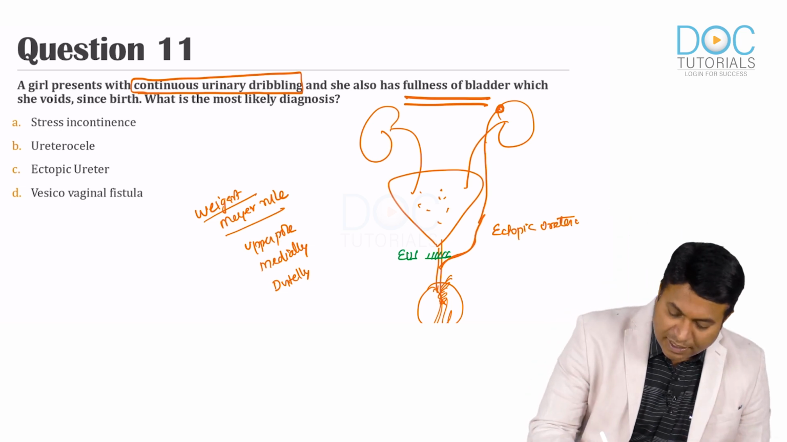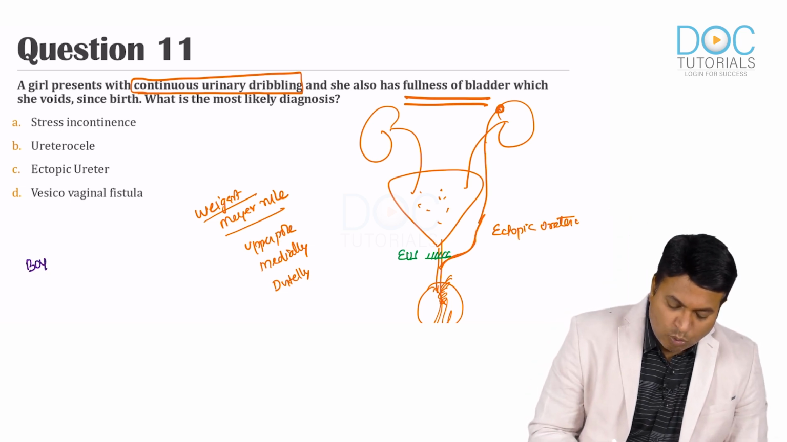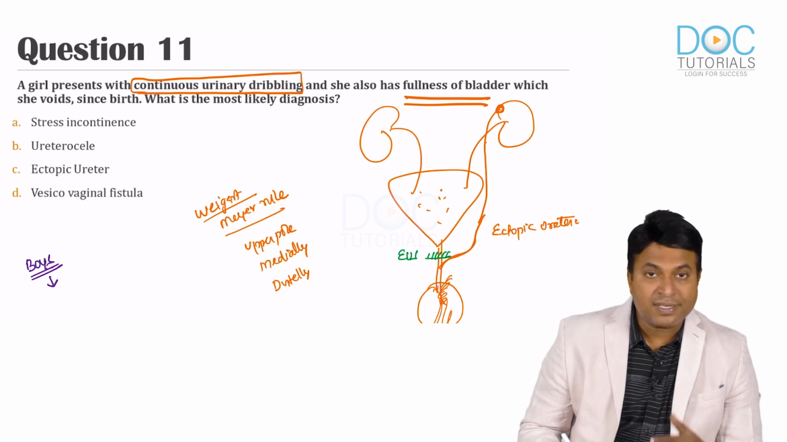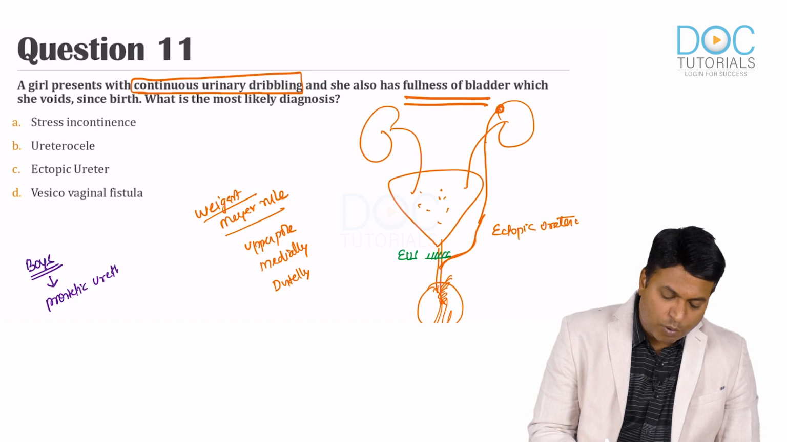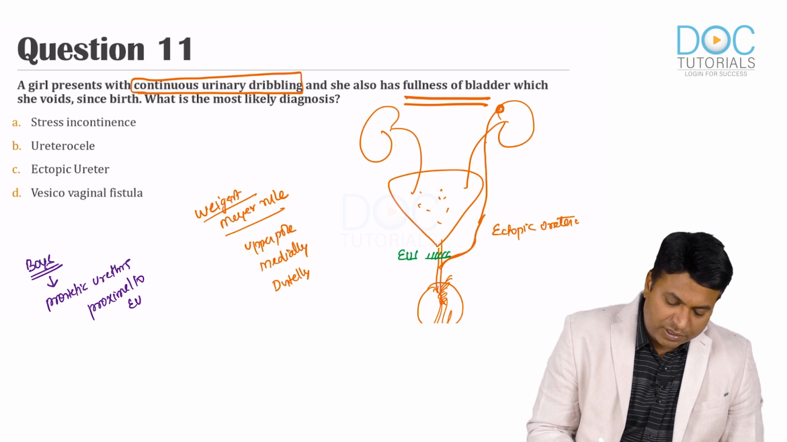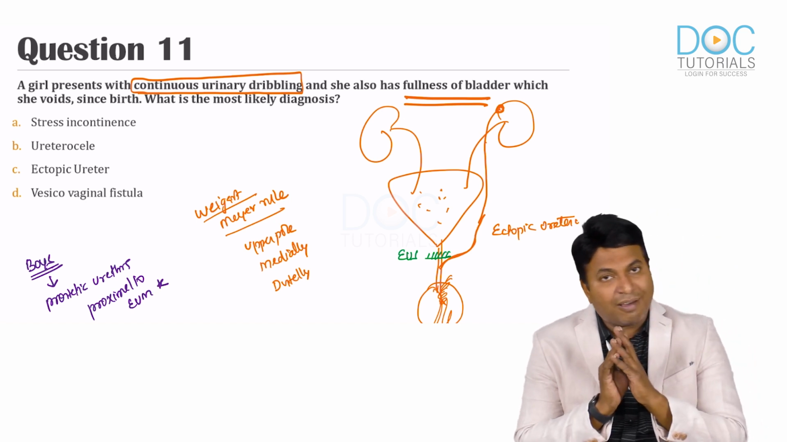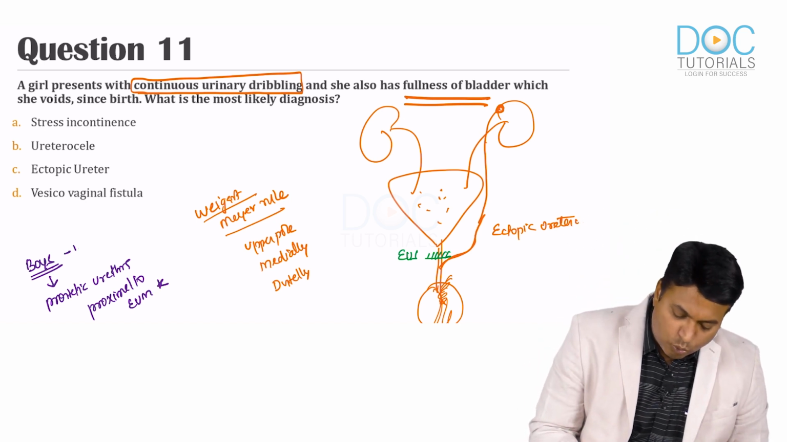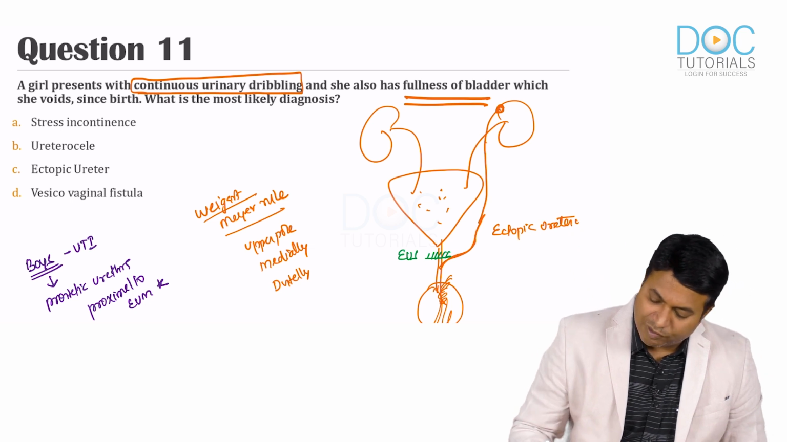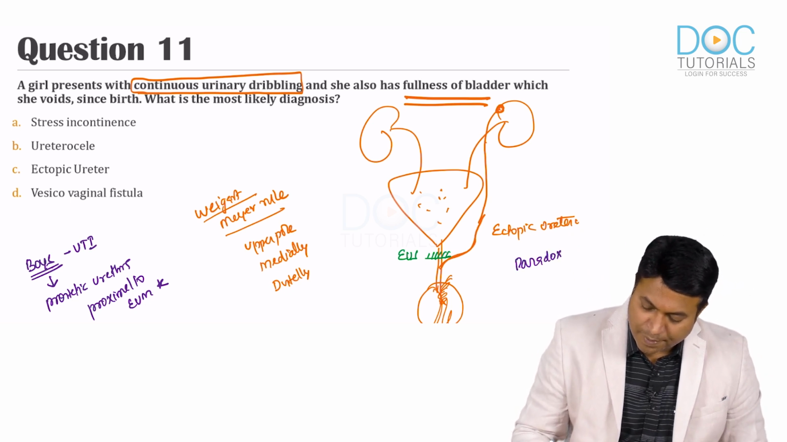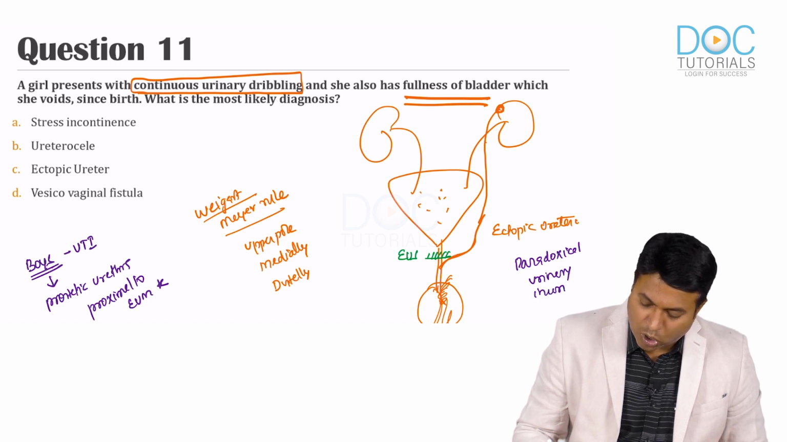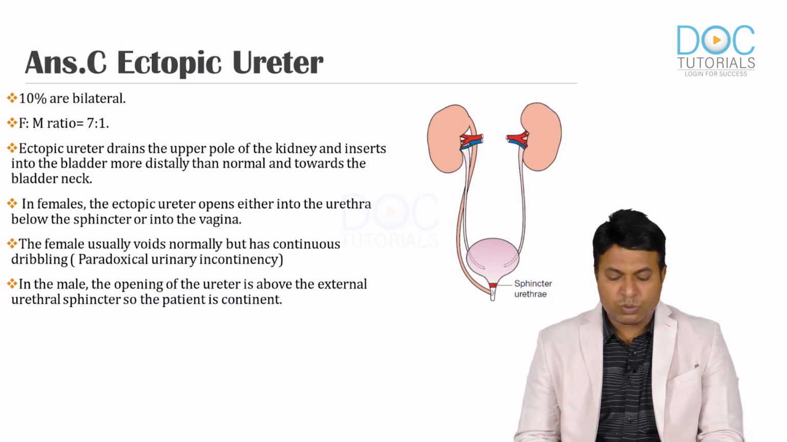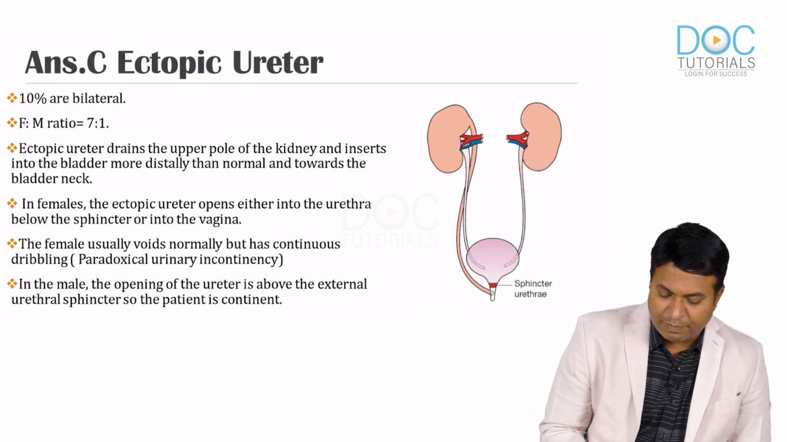If this case is seen in boys, there will be no such dribbling because it joins in the prostatic urethra, proximal to the external urethral sphincter. So boys will not have incontinence, they will only have UTI, whereas girls will have paradoxical urinary incontinence. We call it dribbling. So the answer here is C. Ectopic ureter is common in females.